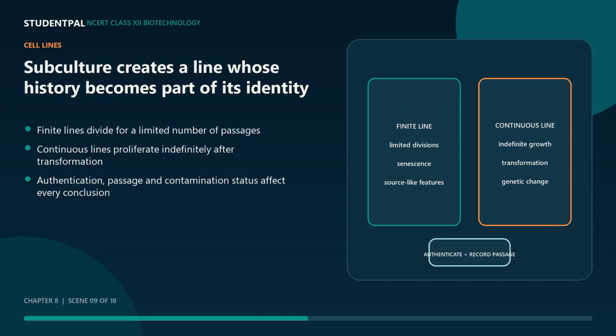After cells are transferred from a primary culture into new vessels, the propagated population is described as a cell line. Finite cell lines undergo only a limited number of divisions before senescence. Continuous cell lines acquire or possess changes that permit indefinite proliferation, often with altered chromosomes, growth regulation or phenotype. Their convenience and reproducibility make them widely useful, but long-term passage can cause drift and laboratory selection.